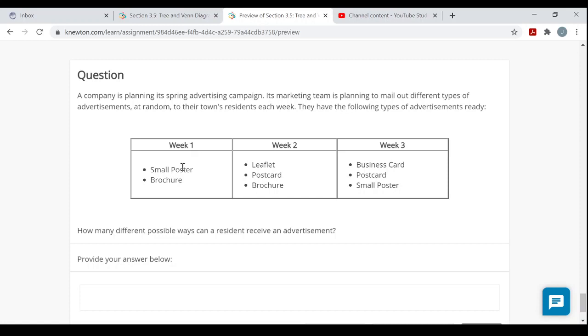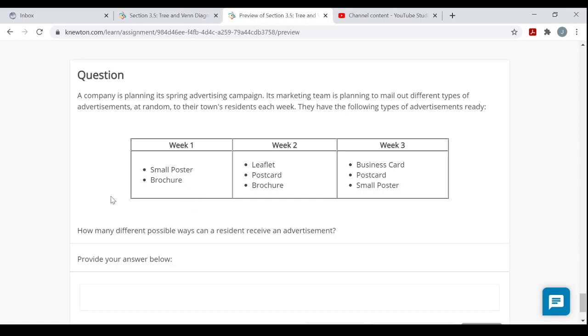So in week 1, they send out either a small poster or a brochure. In week 2, they send out a leaflet, a postcard, or a brochure. And in week 3, they send out a business card, a postcard, or a small poster. How many different possible ways can a resident receive an advertisement?